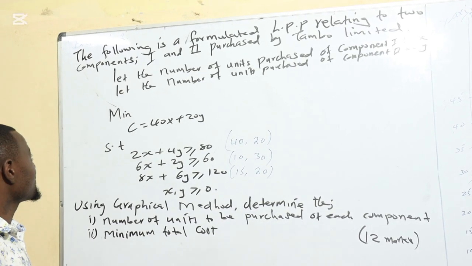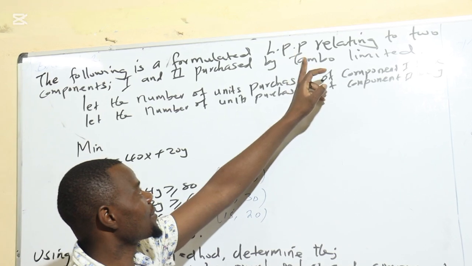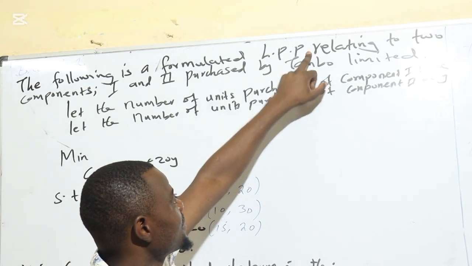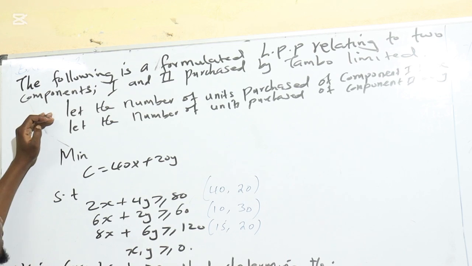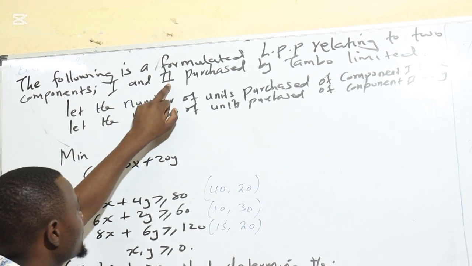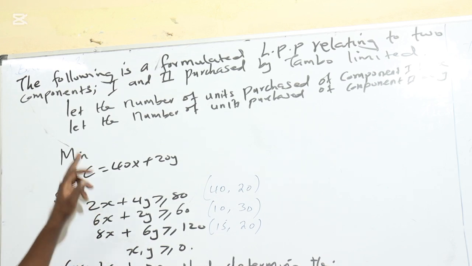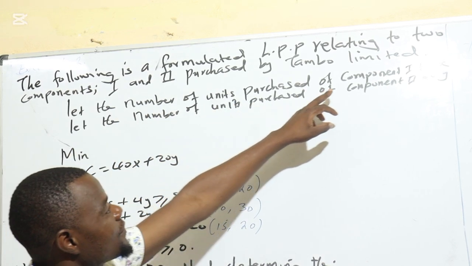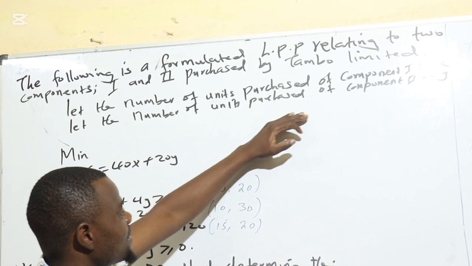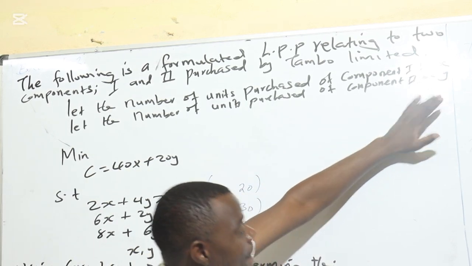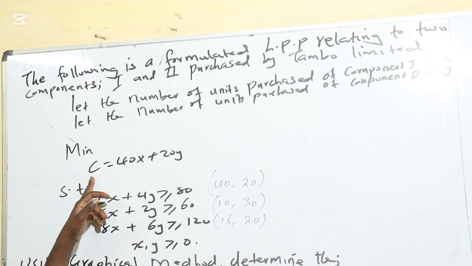Let's read the example. The following is a formulated linear programming problem relating to two components, 1 and 2, purchased by Tambo Limited. Let the number of units purchased of component 1 be X, and let the number of units purchased of component 2 be Y. The objective function is to minimize cost.